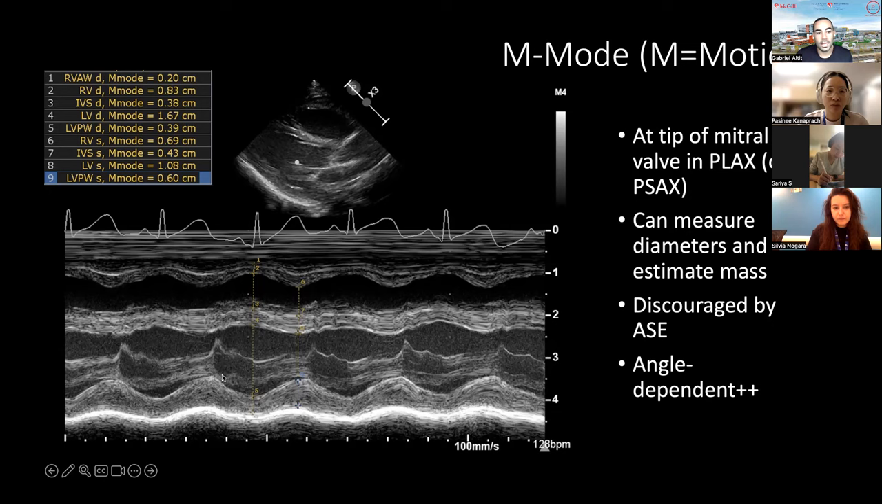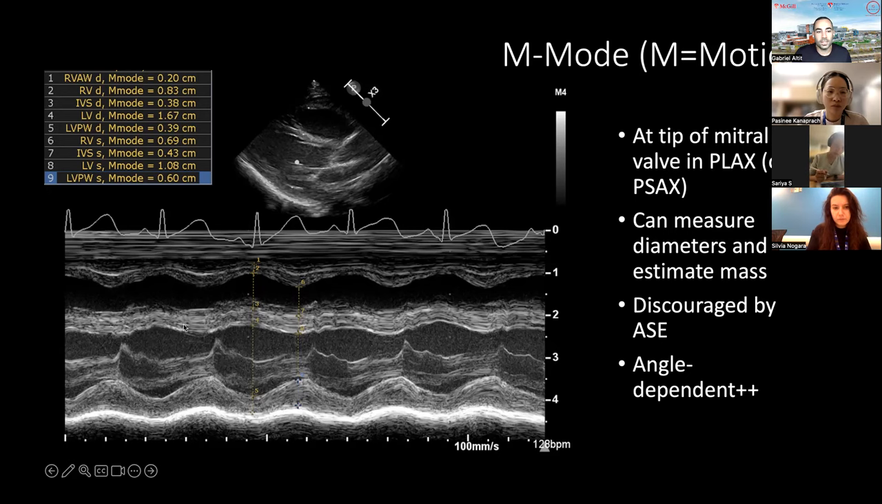What we do see here is the motion of the anterior mitral valve leaflet on top, and at the bottom, the posterior mitral valve leaflet. In adult literature, emergency literature, and point of care ultrasound literature, they use a marker called the E separation point. What does the E separation point mean? You can see the motion of this anterior mitral valve leaflet opening and then reopening.